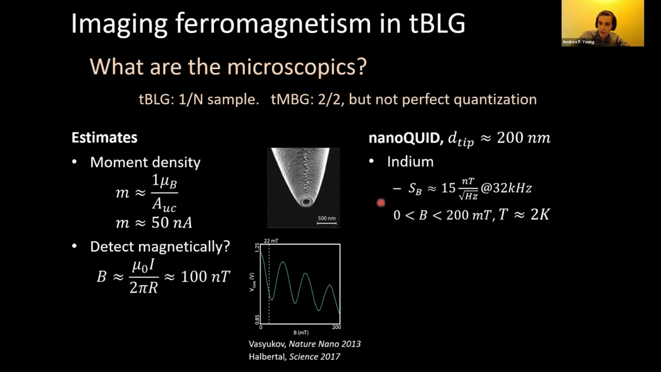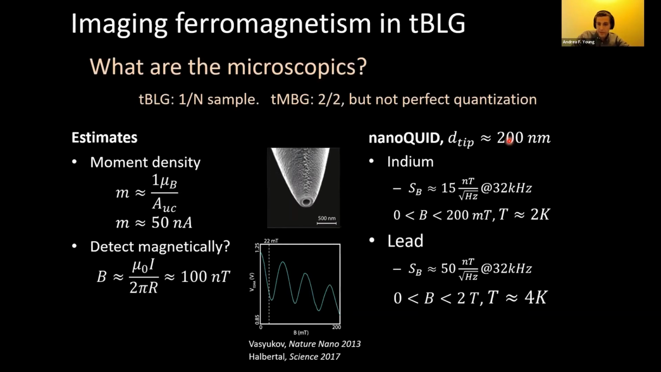So anyway, we're going to be using some nanoSQUIDs that have tip diameters typically on the order of 200 nanometers. We can make them out of indium, we can make them out of lead, and I'll show you some of our work trying to understand this twisted bilayer graphene quantum anomalous Hall sample and what some of its features are.